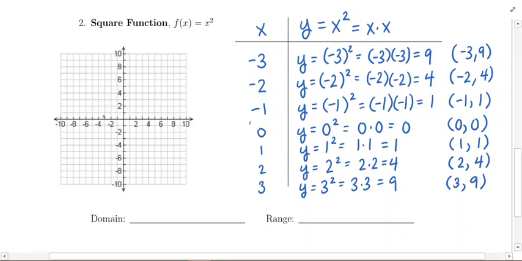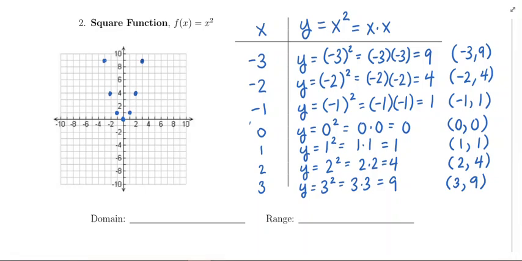Okay, so I'm going to start with (-3, 9). That's going to be right here. And then the next points are (-2, 4), (-1, 1), the origin, and then the points (1, 1), (2, 4), and then (3, 9). And if you notice, we get this U-shaped graph. It is indeed a parabola.